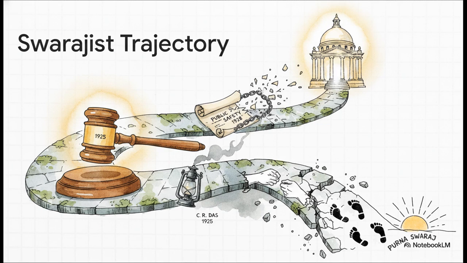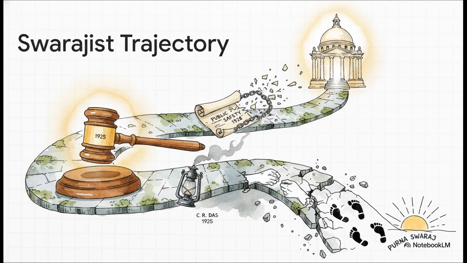And they didn't just win seats, they made waves. They got Vallabhbhai Patel elected as Speaker in 1925, and in 1928, they successfully defeated the Public Safety Bill, which was a highly controversial law aimed at deporting foreign activists. They were filling that massive political vacuum.